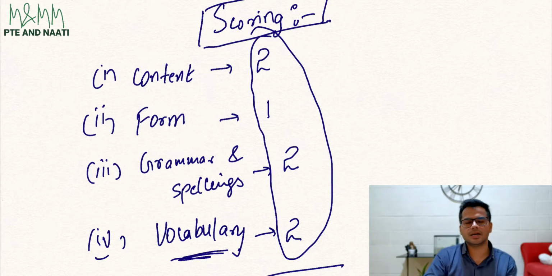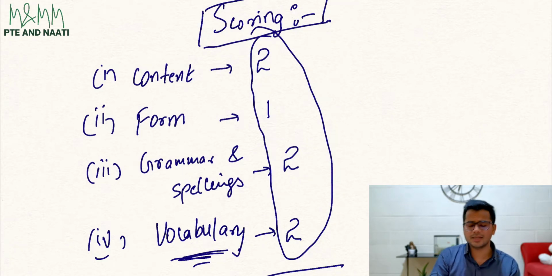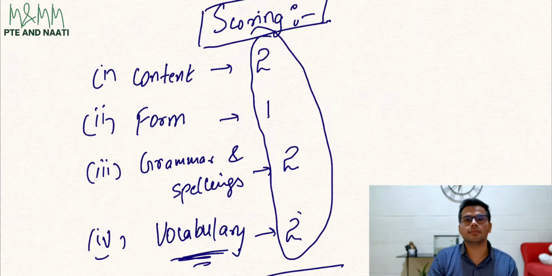Now, what do we understand by these 4 components? Let's get done with the easy components first. Vocabulary, we all know what vocabulary means. Some good choice of academic words and complex sentences.